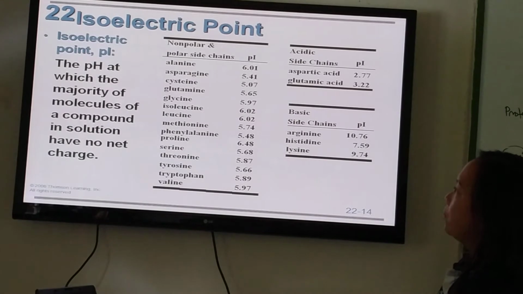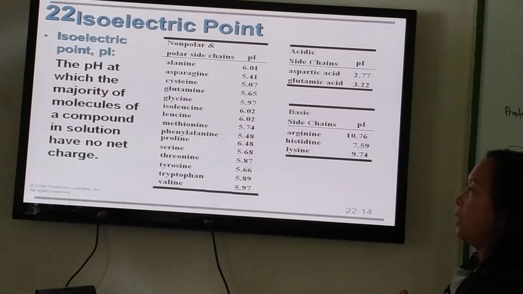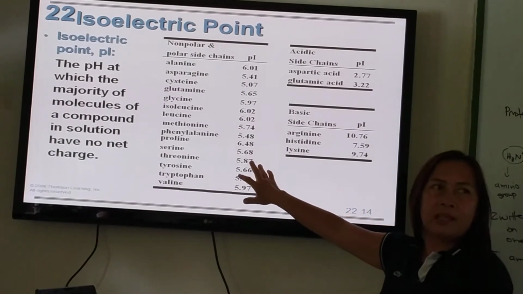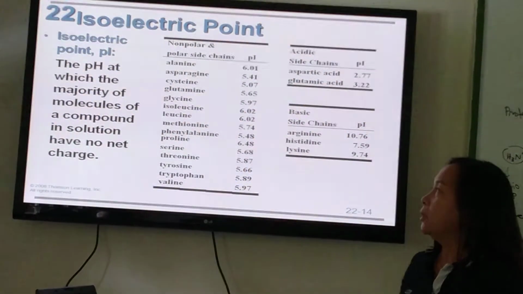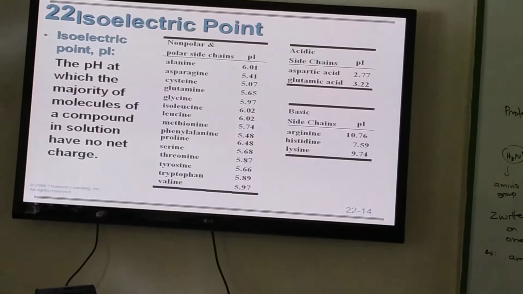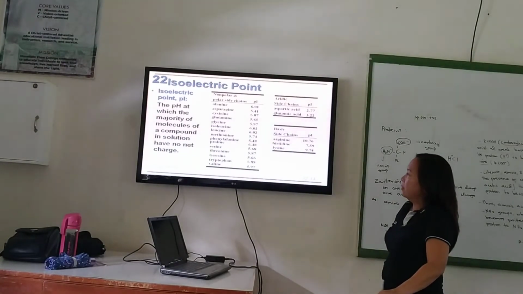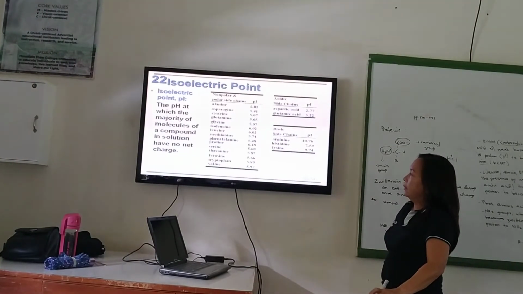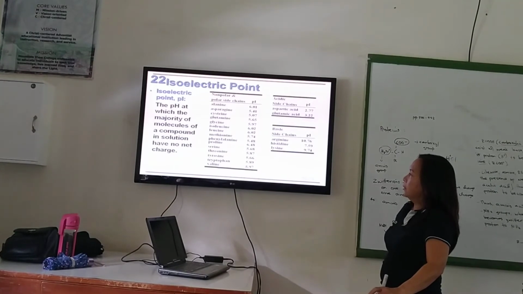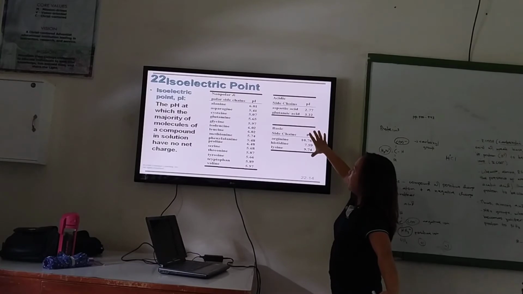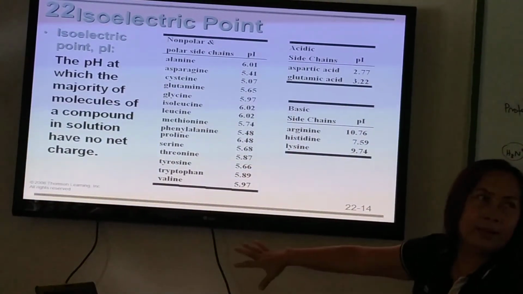Now we have this isoelectric point, in which the majority of molecules of a compound in solution have no net charge. No net charge. Now you'll be using this in your laboratory later. We'll be dealing with this. You will determine the isoelectric point of the different amino acids. So for the acidic, we have here the basic, and this one is usually almost neutral.